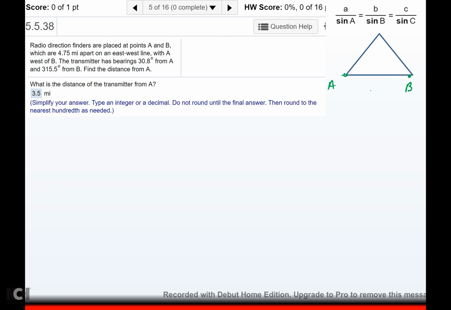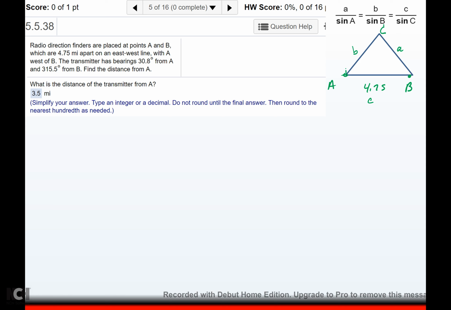Alright, so it says radio direction finders are placed at points A, call that here, and points B, which are 4.75 miles apart on an east-west line, with A west of B. The transmitter has bearings 30.8 from A and 315.5 from B. Find the distance from A. So they're looking for little b. This would be little a, call that c, this would be little c.